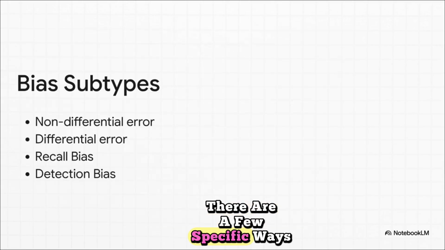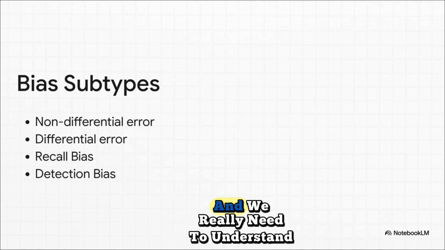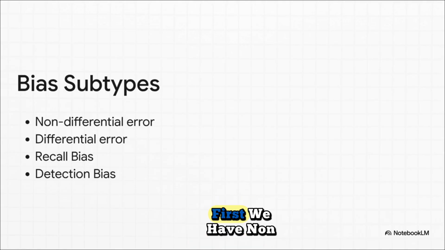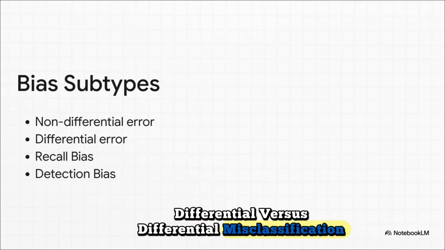There are a few specific ways this flawed data collection shows up, and we really need to understand the distinction. First, we have non-differential versus differential misclassification.